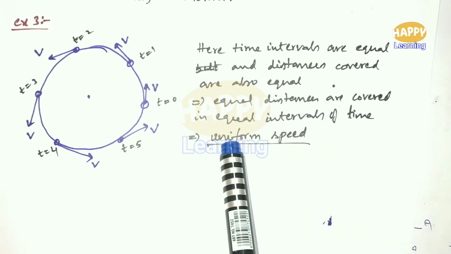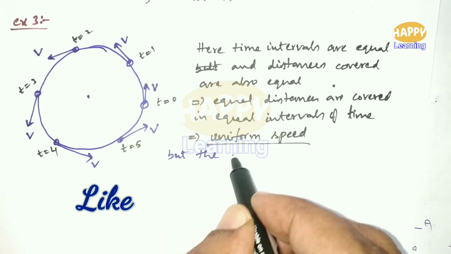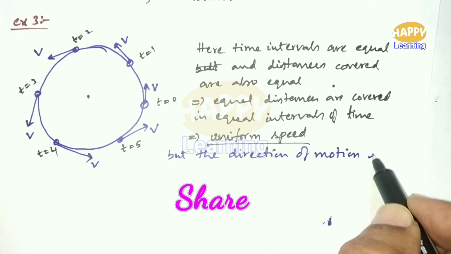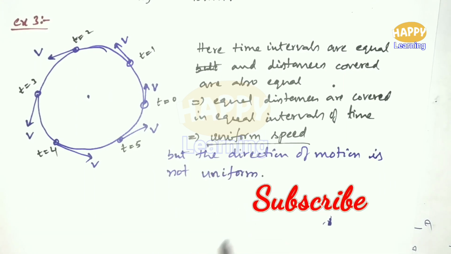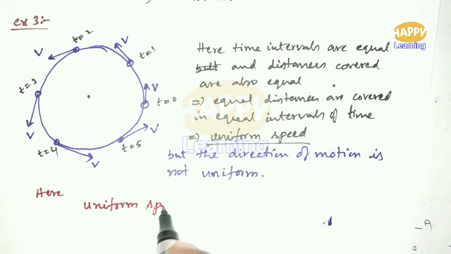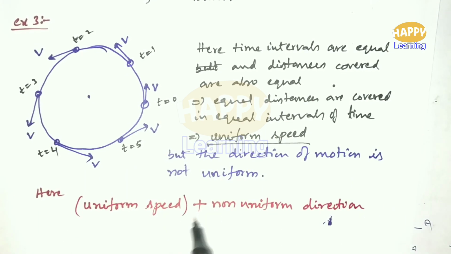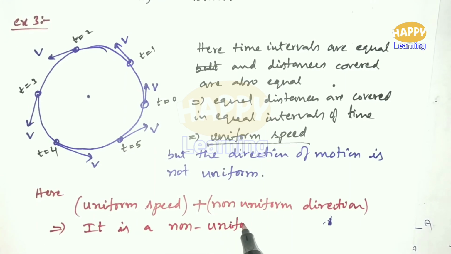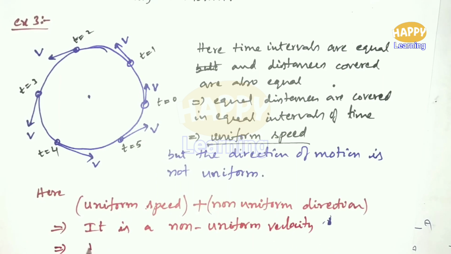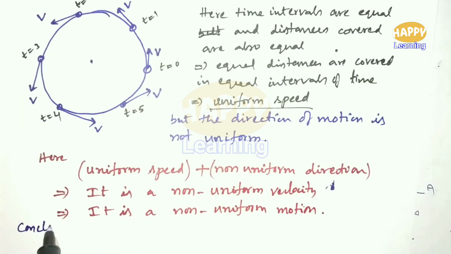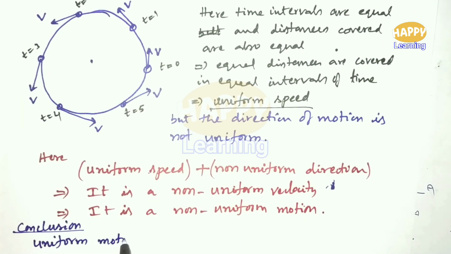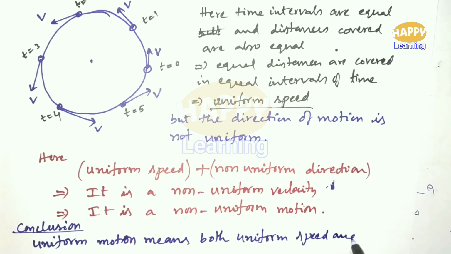That implies uniform speed. But the direction of motion is not uniform. Here, uniform speed but non-uniform direction. It implies it is a non-uniform velocity. It implies it is a non-uniform motion. Conclusion. Uniform motion means both uniform speed and uniform direction.